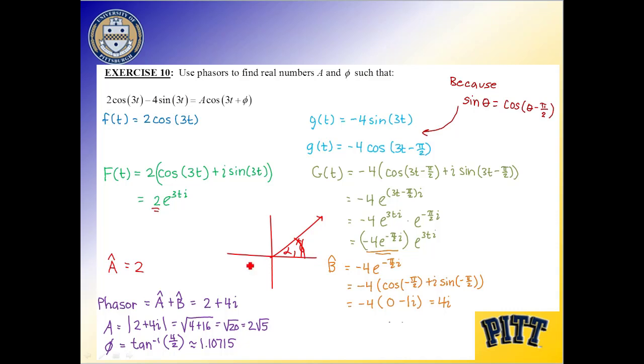So now when I put this in terms of the final answer, writing this in terms of cosine only, I could say that 2 cosine 3t minus 4 sine of 3t is approximately equal to 2 times the square root of 5 times the cosine of 3t plus 1.10715. Or I could just say 3t plus the arctangent of 2 if I wanted to be more accurate. And that would be it. If I graphed either one of those two things, they would go right over each other. And that's what I was looking for.